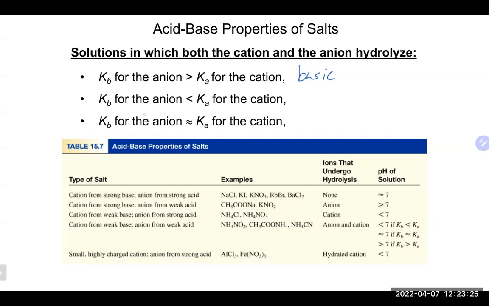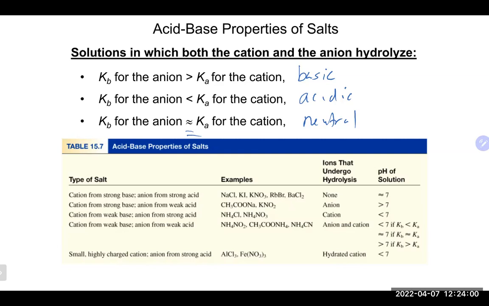If the Kb for the anion is less than the Ka for the cation, then it's going to take the acidic approach, and you would do the acidic reaction. And if they're approximately the same, you would expect it to be pretty much neutral. So it's a little bit similar to what we were talking about earlier, but in this case, both parts of the salt are able to go through hydrolysis. You would again compare the Ka to the Kb, and whichever one's larger would be the approach you take. And that's what we see here on the chart at the bottom.